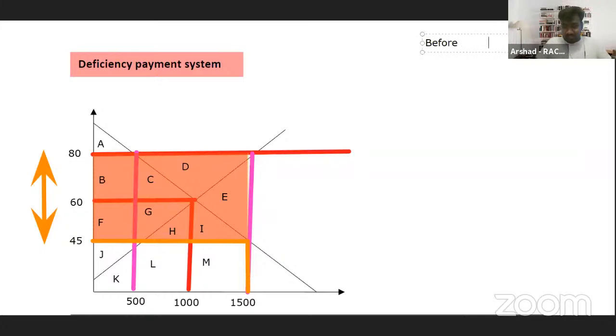Okay, normal. We'll start with our basics. Consumer surplus before: A, B, C. Producer surplus before: F, G, J. So economic surplus is the addition of all of this: A, B, C, F, G, and J. Done. Now we'll go into this.